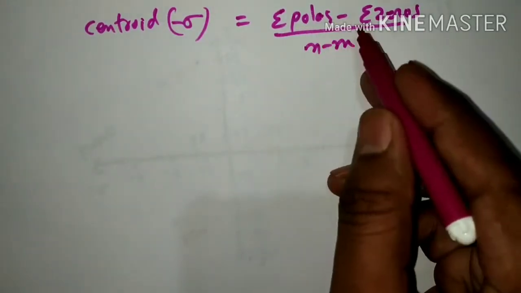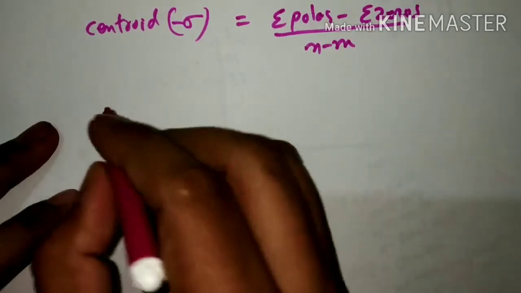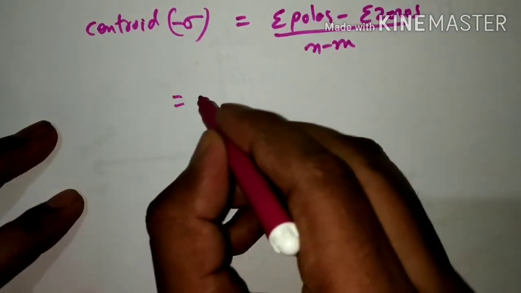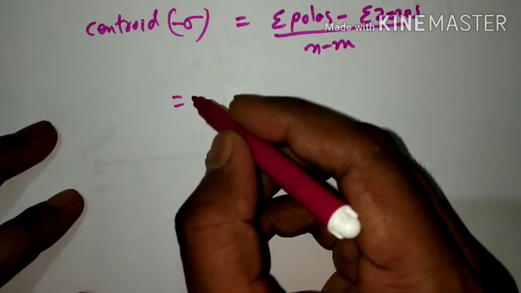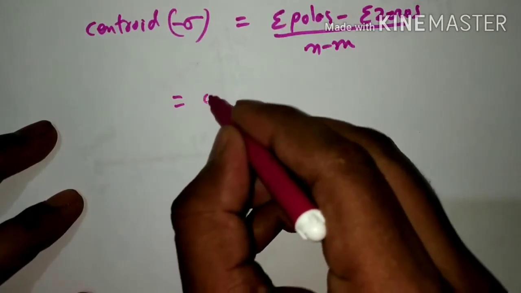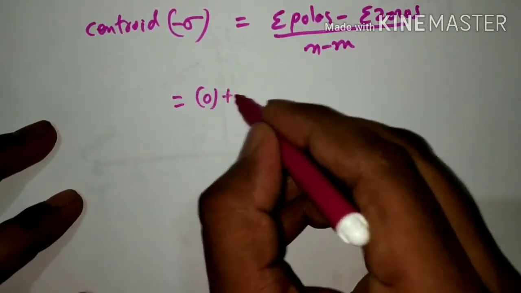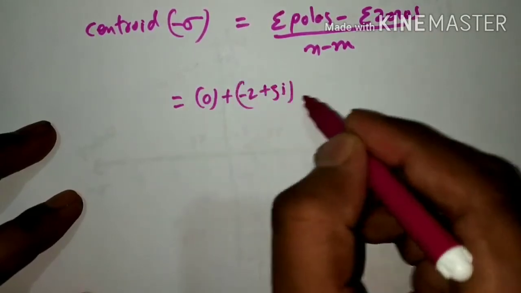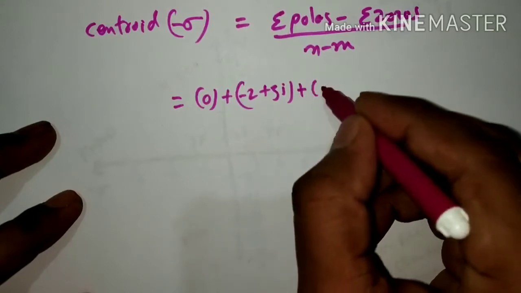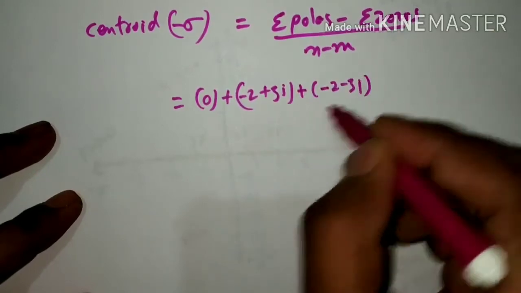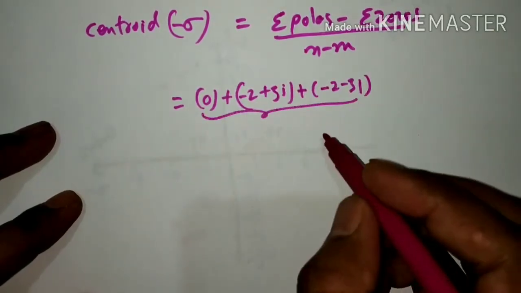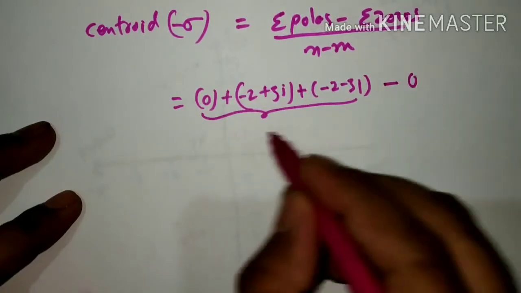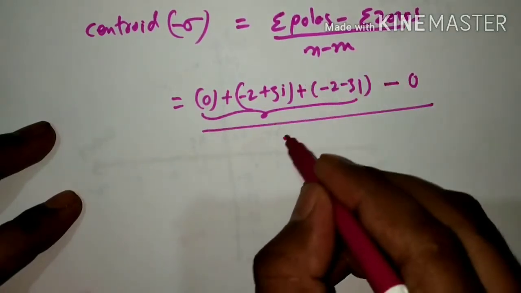Okay, so what does the sum of poles mean? For the sum of poles, you know the roots: s is equal to 0, another root is minus 2 plus 3j, and another root is minus 2 minus 3j. This is the sum of poles. The sum of zeros is 0. And n minus m is 3.